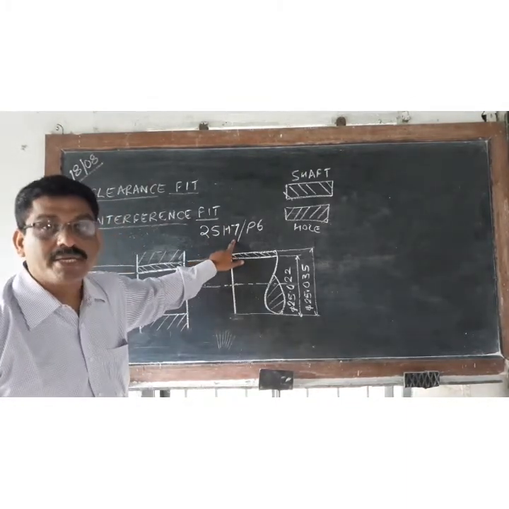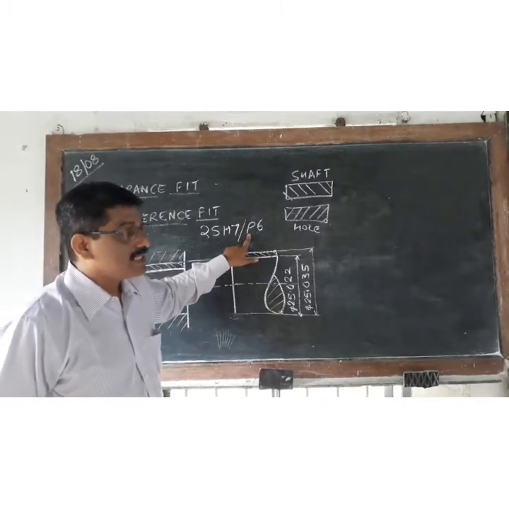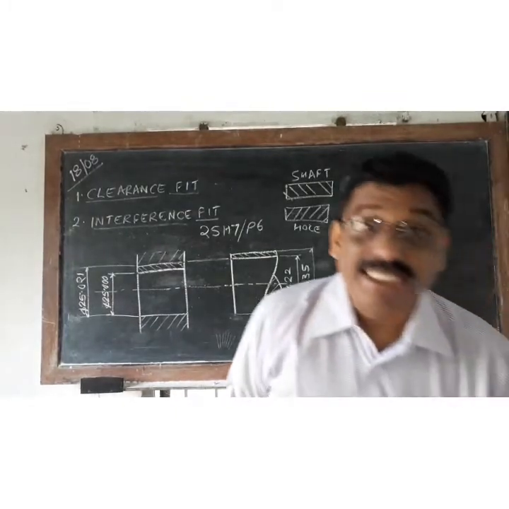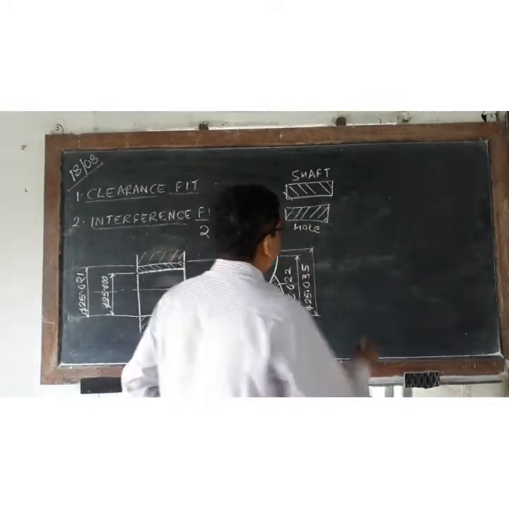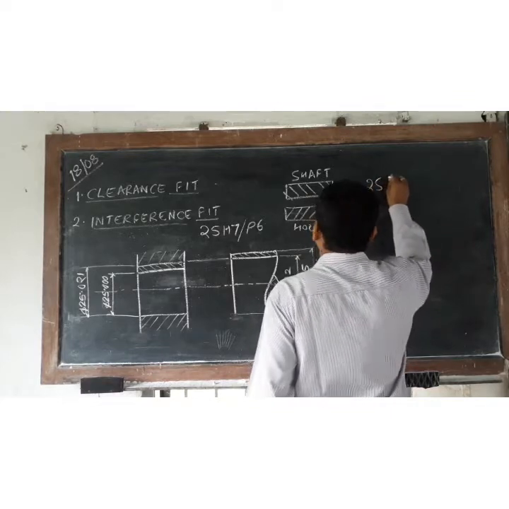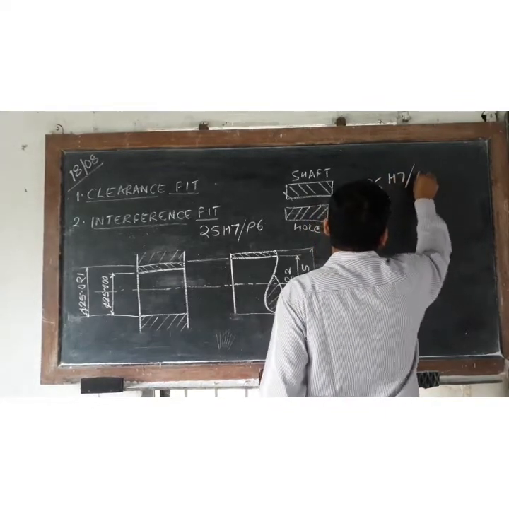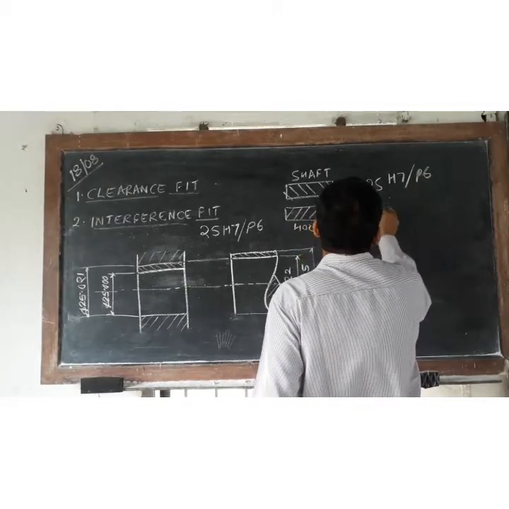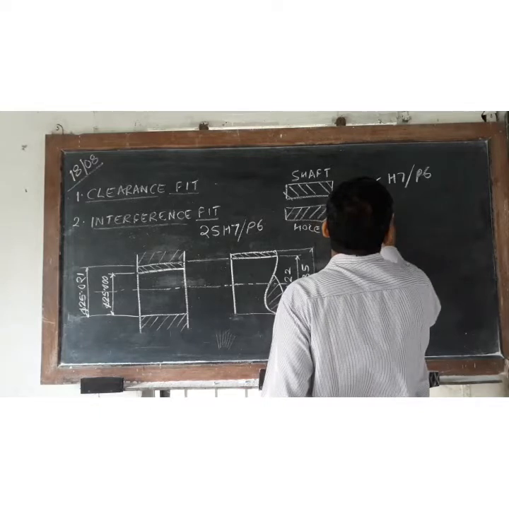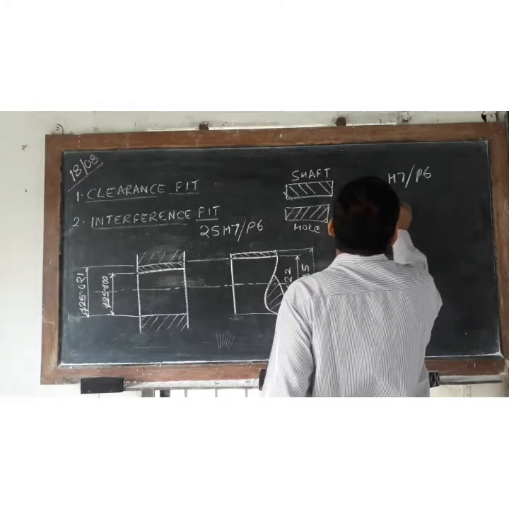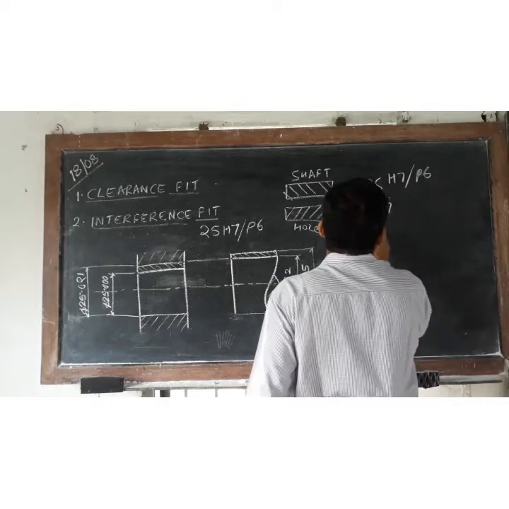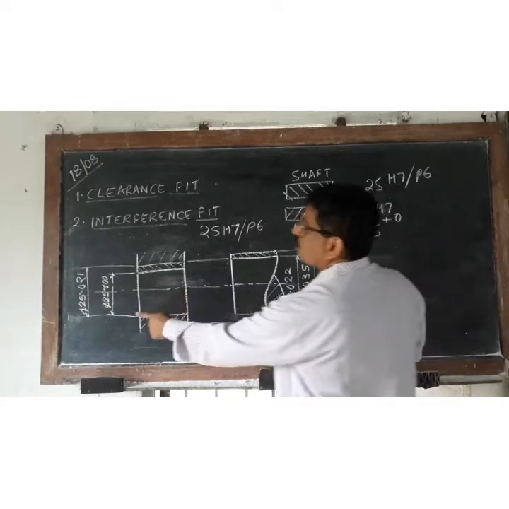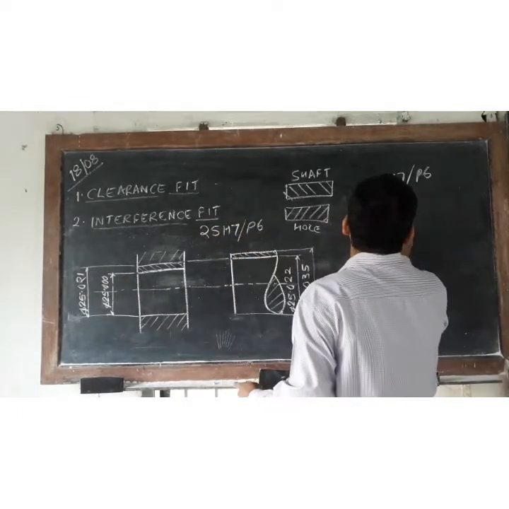Okay, the expression of the fit is 25 H7/P6. Now it is P6. It is changed now, you see. Actually, in the clearance fit, it was 25 G6. Now it is P6. So 25 H7 means 25 plus 0, then plus 21 microns.